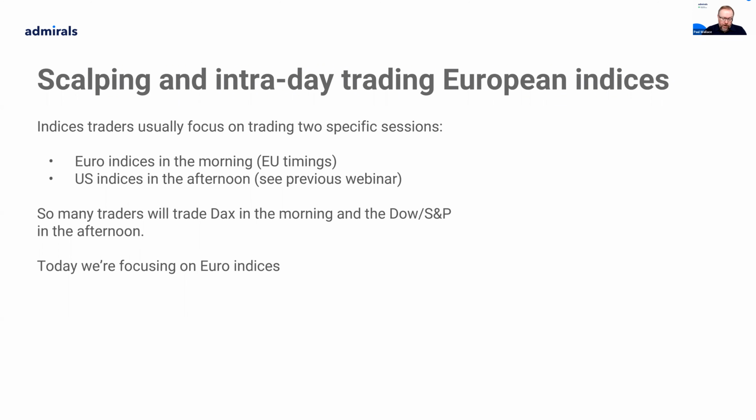So, when it comes to trading indices, what I very often find, and I've got lots of clients, colleagues, friends who trade like this, is that based upon, let's say, EU timings, and I know it might be different because we have a global audience here, very often they'll focus on trading European indices in the mornings, and then they'll trade US indices in the afternoon. As I said, there are previous webinars on that. So you will find that there are a lot of traders who will trade the DAX in the morning and also then trade the Dow and the S&P in the afternoon.